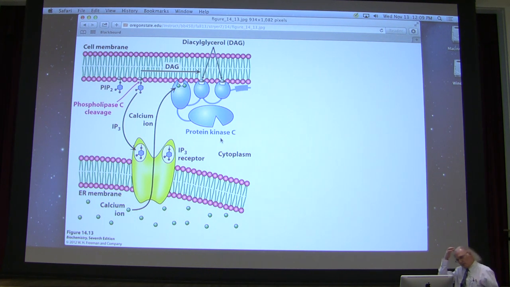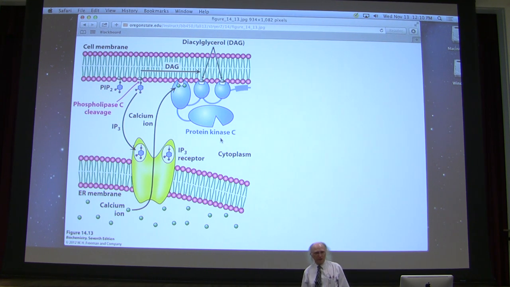Yes? Do calcium and DAG stimulate the same protein kinase or different ones? They both stimulate protein kinase C, the same one. Yep. Yes, sir, Omar. His question is, do they have to do it together? The answer is yes, they do. These two work in concert to activate protein kinase C.